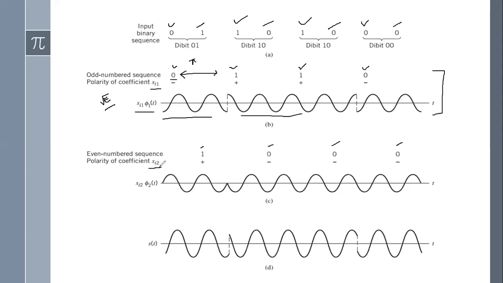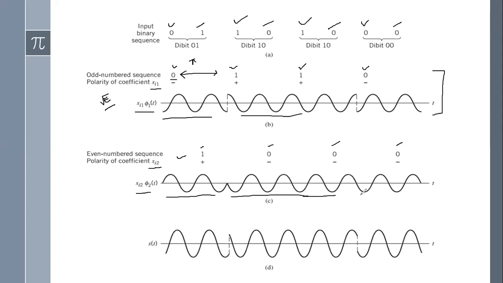So if the odd sequence corresponds to the SI1 coefficient, the even sequence corresponds to the SI2 coefficient. Now I am multiplying SI2, the even number sequence, with basis function phi2. Basis function phi2 is a sinusoidal signal, sine 2 pi fct. Since the bit is 1, I represent it with sine 2 pi fct. To represent 0, I phase shift it by plus pi, so it becomes minus sine 2 pi fct. So we have plus sine 2 pi fct and minus sine 2 pi fct.